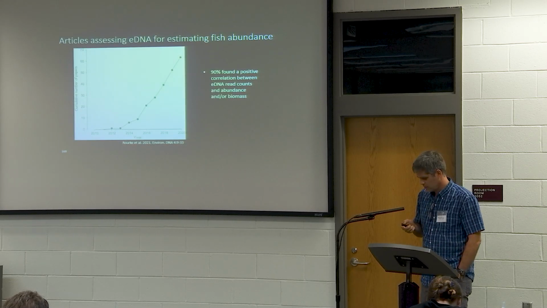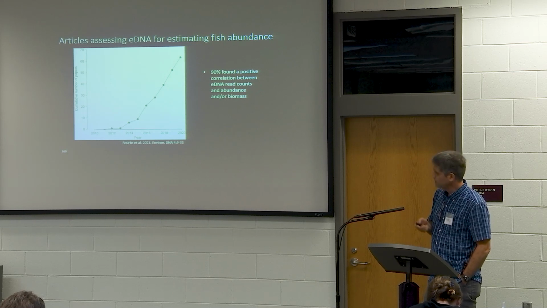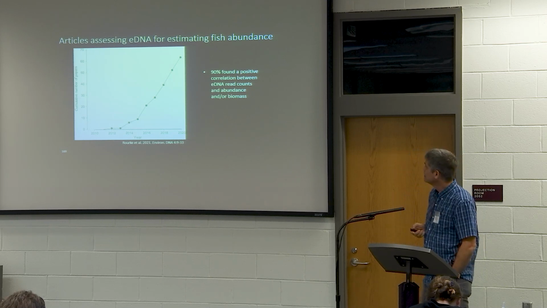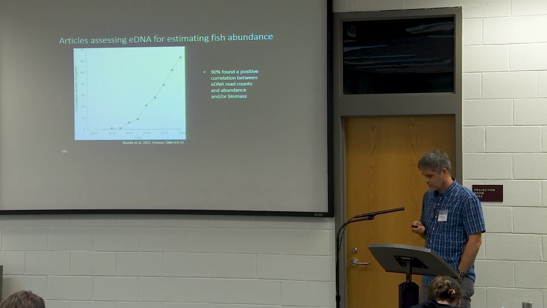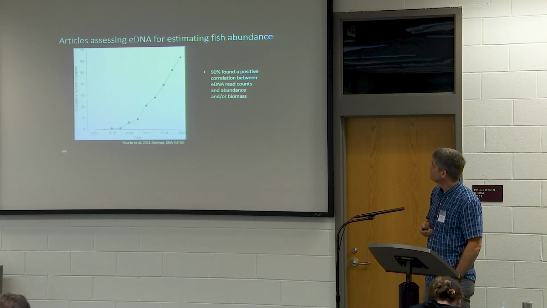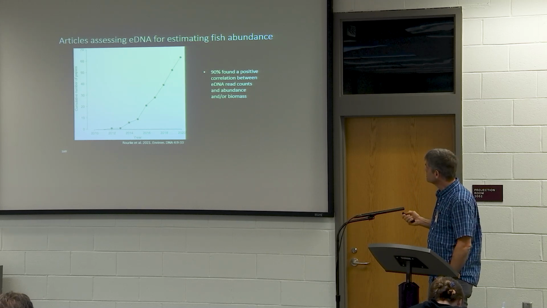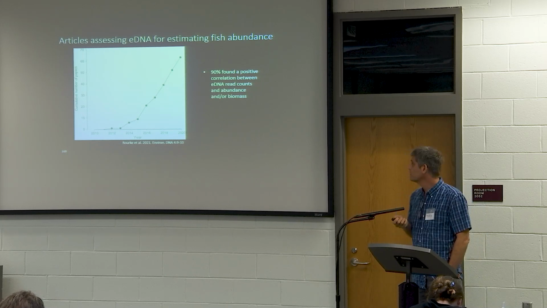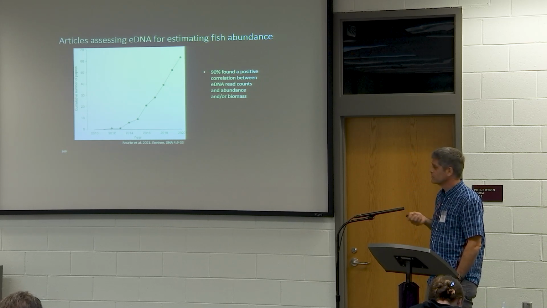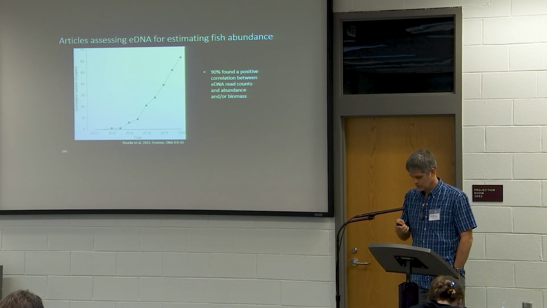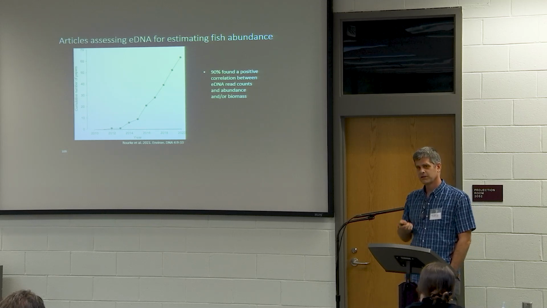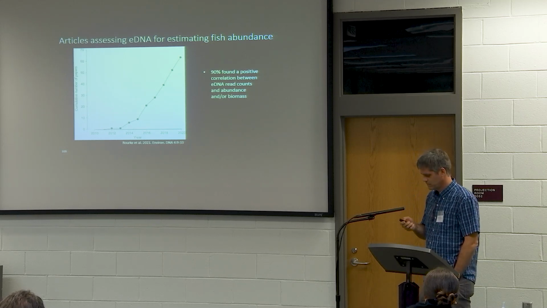This is just a look at the number of articles that have been published since 2010 that have looked at estimating fish abundance using eDNA. And so you can see that it is very much an area of interest. Now, 90% of these found a positive correlation between eDNA read counts from metabarcoding and abundance or biomass from conventional surveys. So there is some indication that you can get some idea of abundance from this.